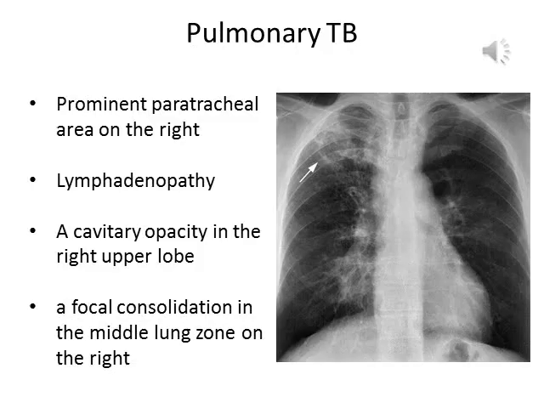Again, this is another example of a chest X-ray finding in pulmonary tuberculosis. There is a cavitary opacity in the right upper lobe shown by the arrow, a prominent paratracheal area on the right indicating enlarged lymph nodes, and a focal consolidation in the middle lung zone on the right side. Here, the presence of a cavitary lesion would strongly support the TB diagnosis.